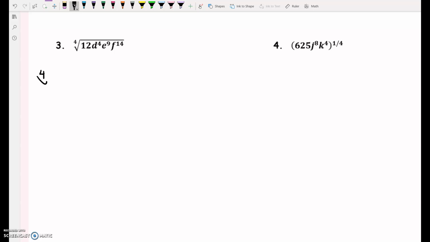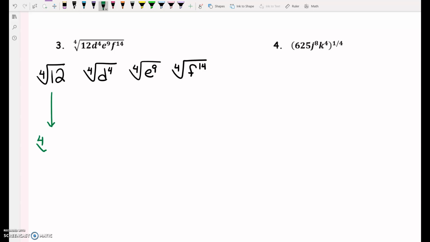Number 3, we have the 4th root of 12, the 4th root of d to the 4th, the 4th root of e to the 9th, and the 4th root of f to the 14th. I'm going to make that 14 super clear. There we go. Start with your numbers, 4th root of 12. Look in your fourths column. Are there any numbers smaller than 12 in your fourths column besides 1? There are not. So this is going to stay the 4th root of 12. We can't simplify that any more than it already is.